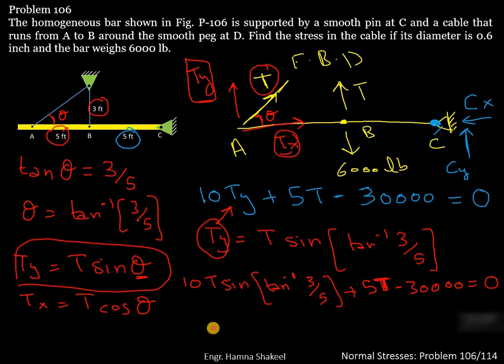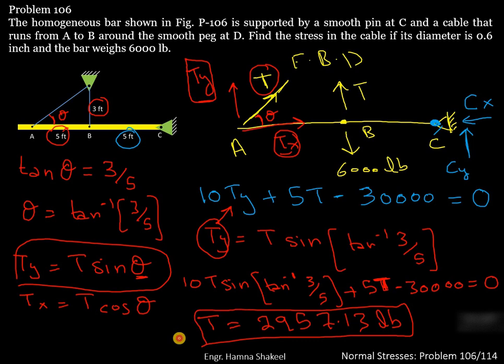Solve this equation on your calculator and you will get the value of T as 2957.13 pounds. So you have got the value of T, and now you can use this value of T to find the stress in the cable.